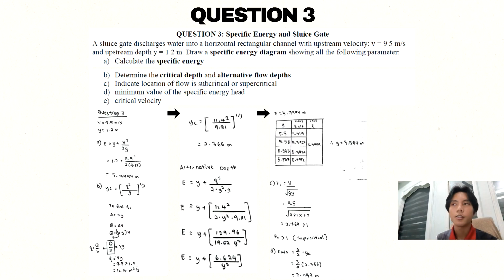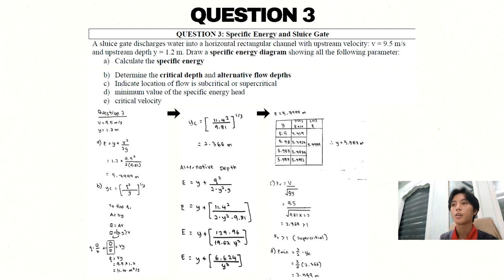So for question 3, it is given to us that the value of velocity is 9.5 meters per second and the depth is 1.2 meters. So for question A, we will be using the formula y plus E equals y plus v square over 2 times gravity. So by putting all the values, we will get the answer 5.7999 meters. Next question is B.